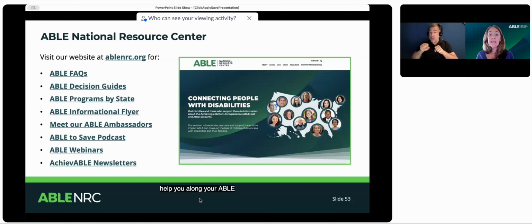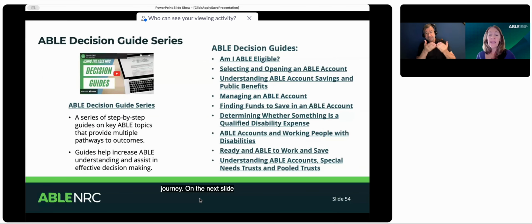On the next slide, you'll see some of the different decision guides that we have. So I mentioned on the previous slide that we do have them. And then on the right are just an example of some of the different topics that we have for making decisions. And these are step-by-step guides on a variety of different Able topics that provide multiple pathways to outcomes. We understand that Able is a journey and it is not a one-size-fits-all, and everyone will go through their Able journey differently. And some of these decision guides can help you along the way.